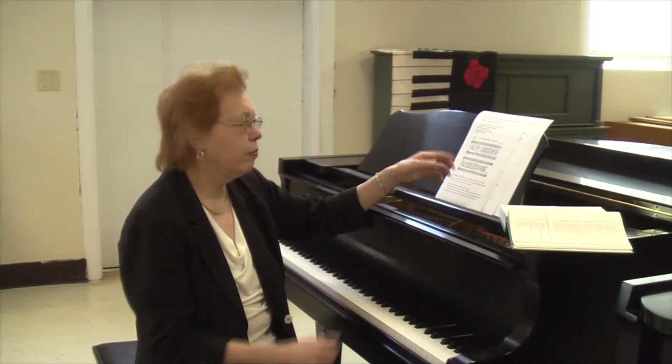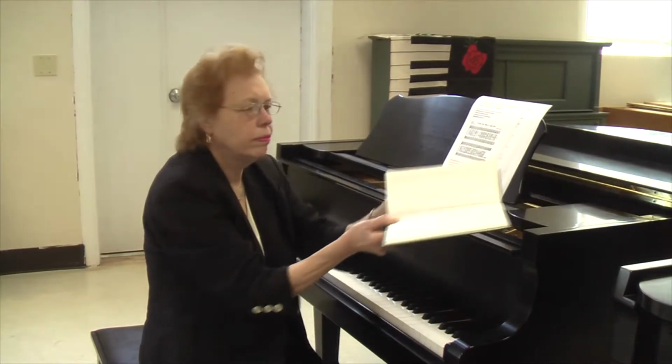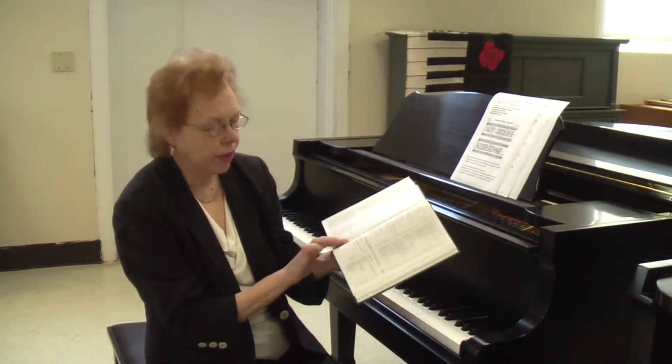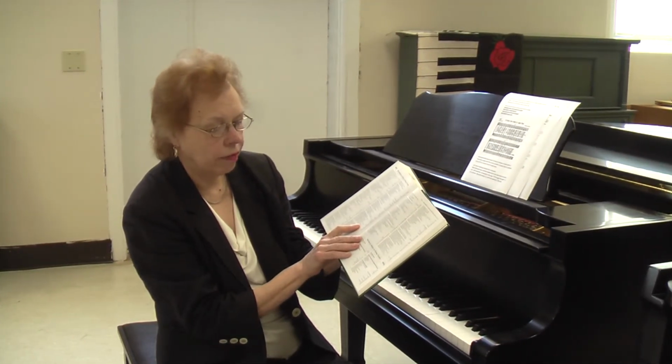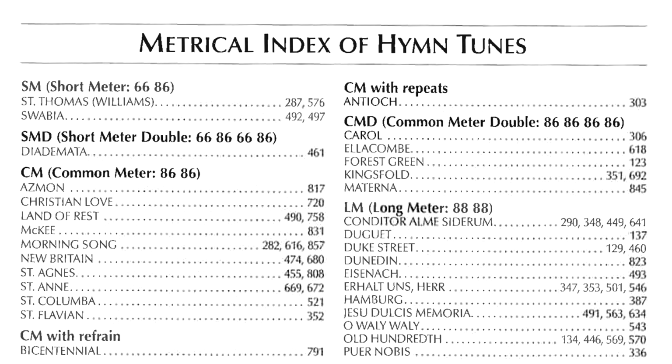So, for example, we'll find another one that's called 8-6-8-6. And if we check out a hymnal, we will find a metrical index of hymn tunes right here. This particular one is called common meter, because there are lots of sets of patterns of words that fit in any number of tunes. This book has about 10 tunes that go under common meter.